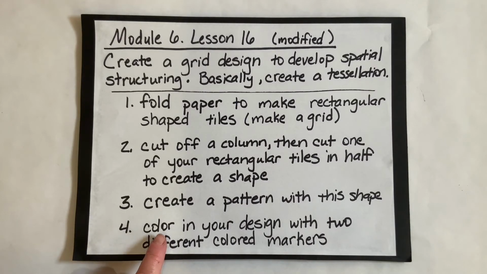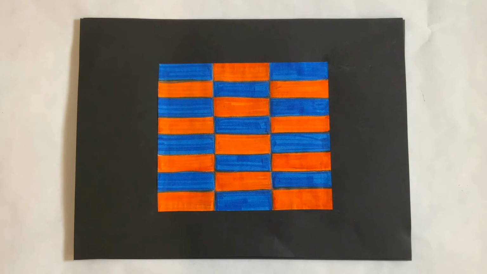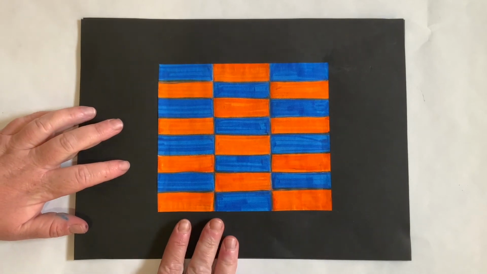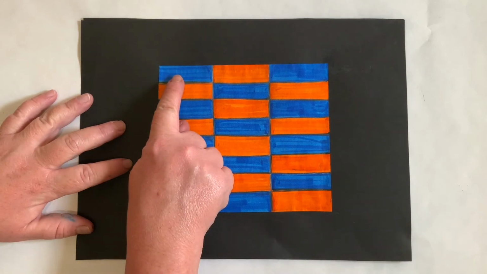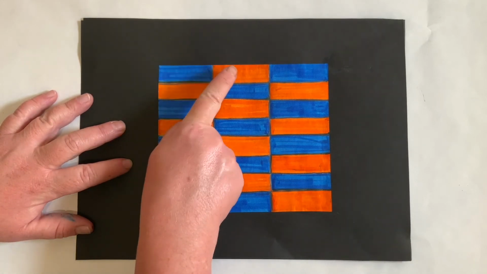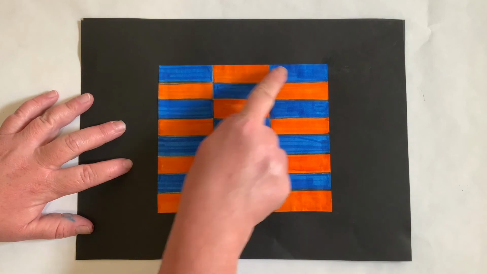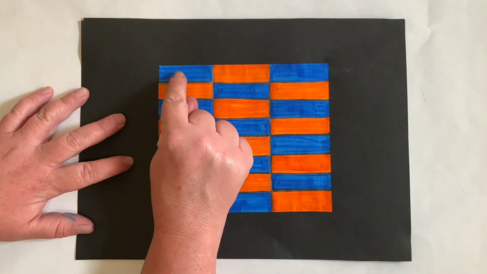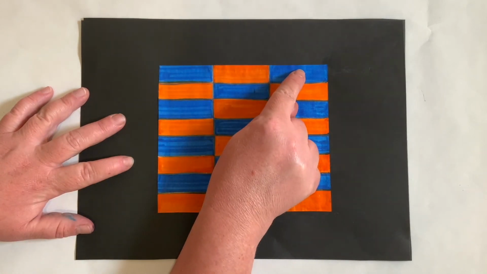Step 4, color in your design with 2 different colored markers. Let me show you what your picture may look like. Here is an example of my rectangular shaped design. Notice, what 2 colors do I have? Blue and orange. We can count the patterns in rows. Let's do it. Blue, orange, blue.